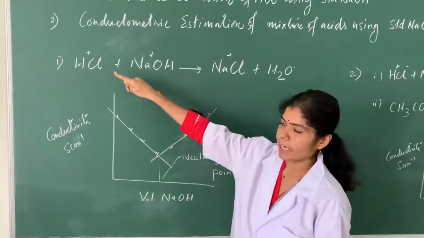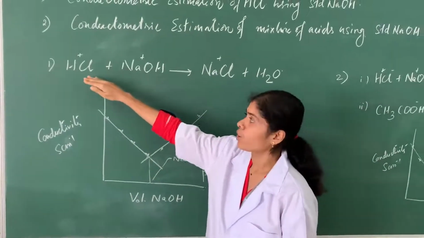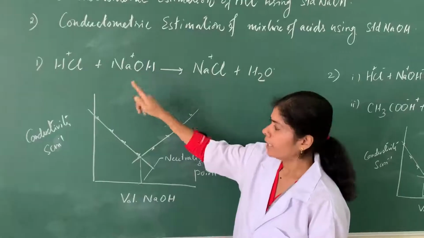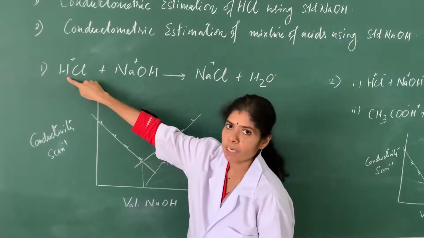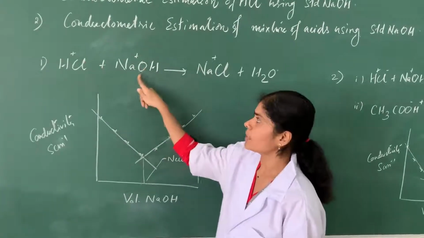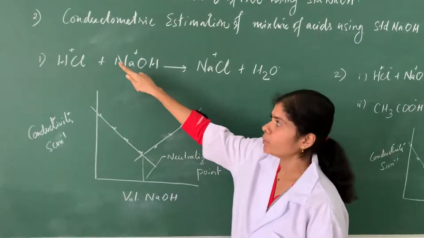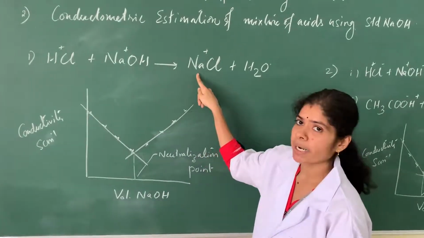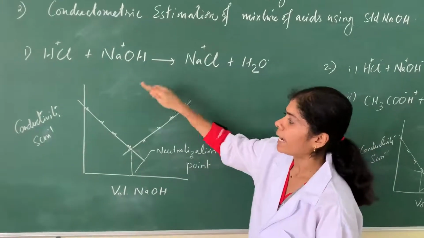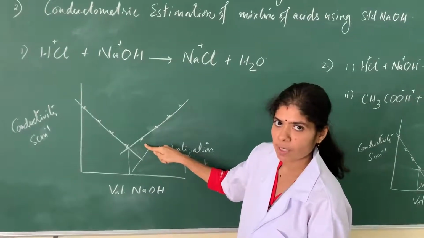This can be explained with the reaction between the strong acid and the strong base. In the beginning, the conductance is very high because of the presence of highly mobile H plus ion. When the strong base NaOH is added to HCl, the highly mobile H plus ion is replaced by slow mobile Na plus ion, hence the conductance decreases.